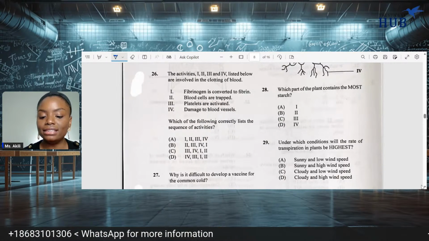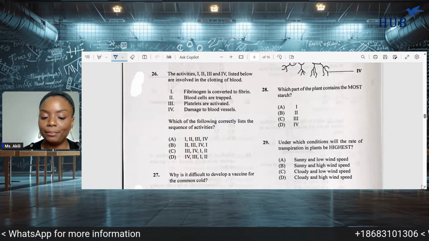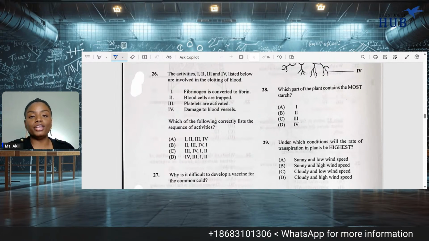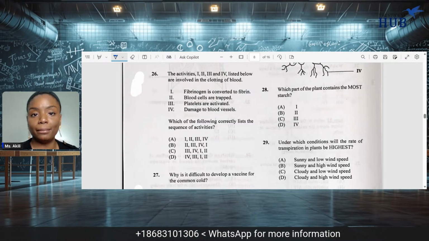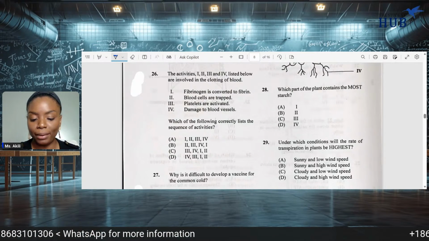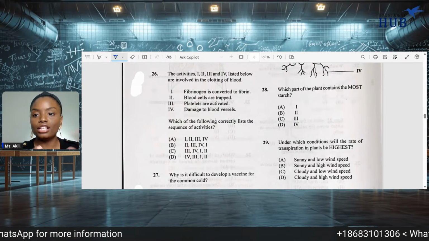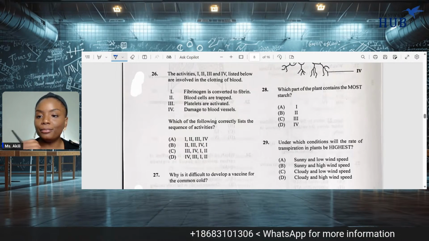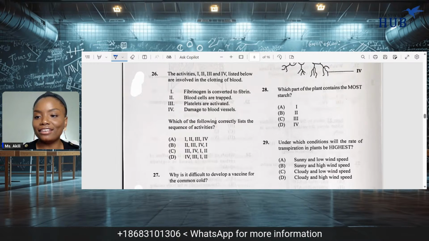26. The activities 1, 2, 3, and 4 listed below are involved in the clotting of blood. Right? So the clotting of blood is very important because it's going to minimize blood loss as well as to prevent the entry of pathogens, especially when it's happening towards the outside of the body, right? So when you get a cut and bruise, you fall down.